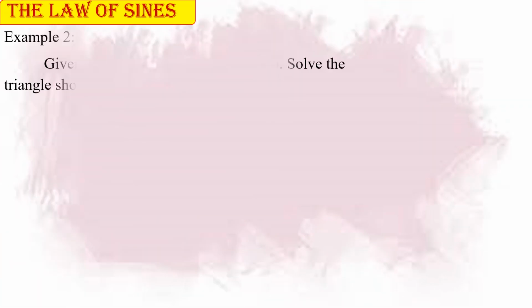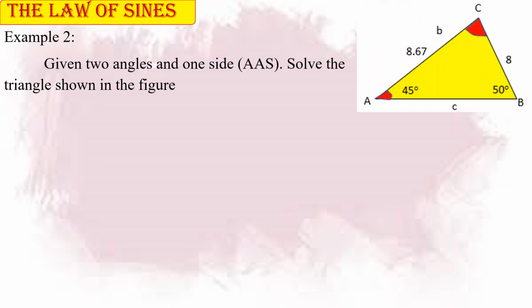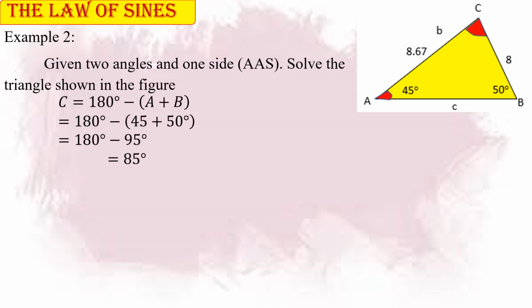Let us now proceed to example number 2. Given two angles in one side, or the AAS, solve the triangle shown in the figure. So here's the figure. So we have here the triangle ABC and one angle which is unknown, and one side is unknown. So let's find first the unknown angle, okay, before we proceed to the sides.